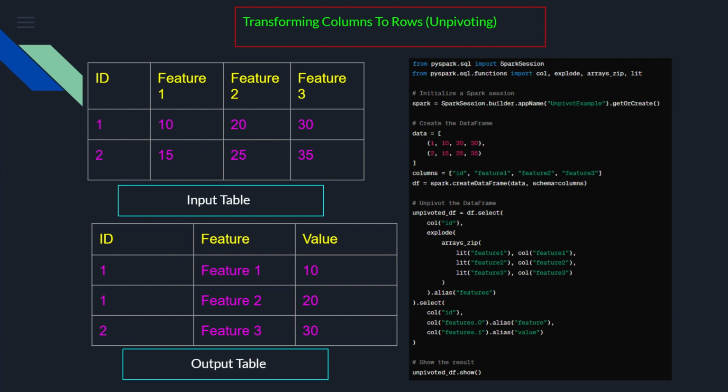We have the lit method. This is used to add constant values to the data frame, which are necessary to retain the feature names after using arrays_zip. So this approach allows you to dynamically handle transformations from wide to long formats, which is particularly useful in scenarios involving multiple features or measurements in a data frame.